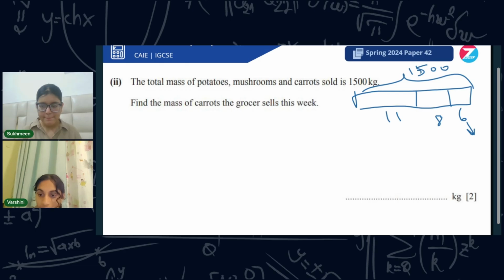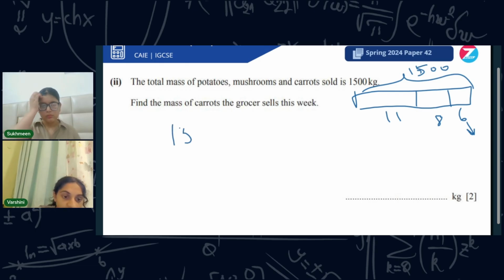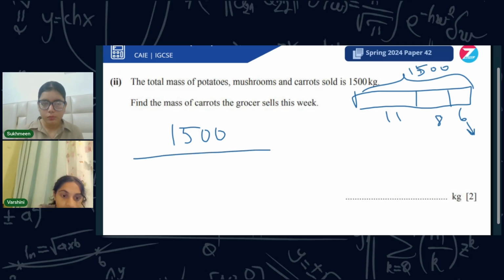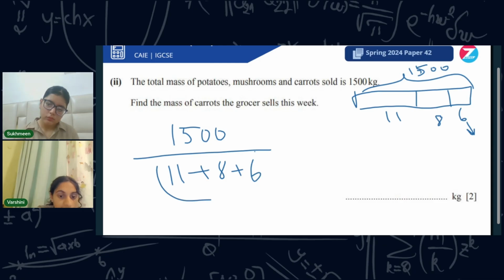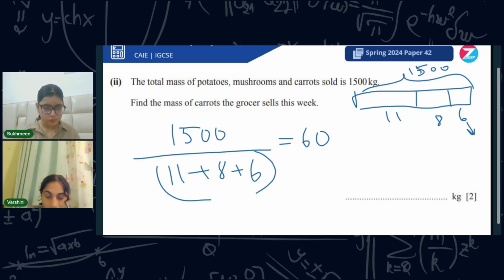To find that multiplier, we're going to do 1500 divided by 11 plus 8 plus 6. Again, when you're putting this in your calculator, don't forget to add the brackets, 11 plus 8 plus 6, and you should get 60. So now we know that the ratio is being scaled up by 60. Each number is being scaled up by 60. To find the kgs of carrots, all we have to do is 6 into 60, and that should give us 360.